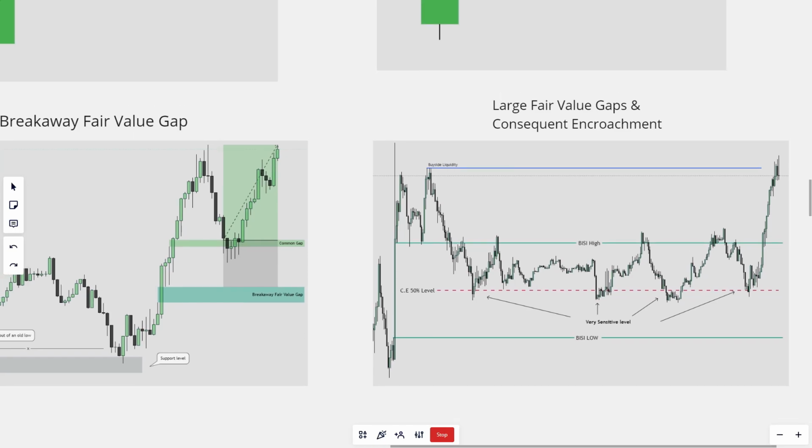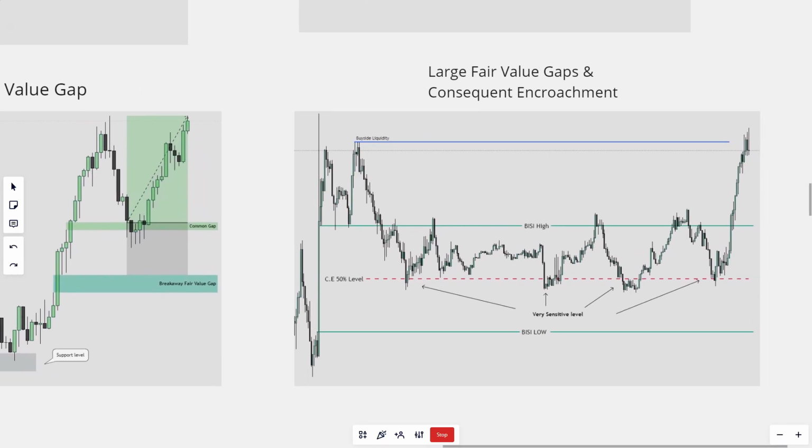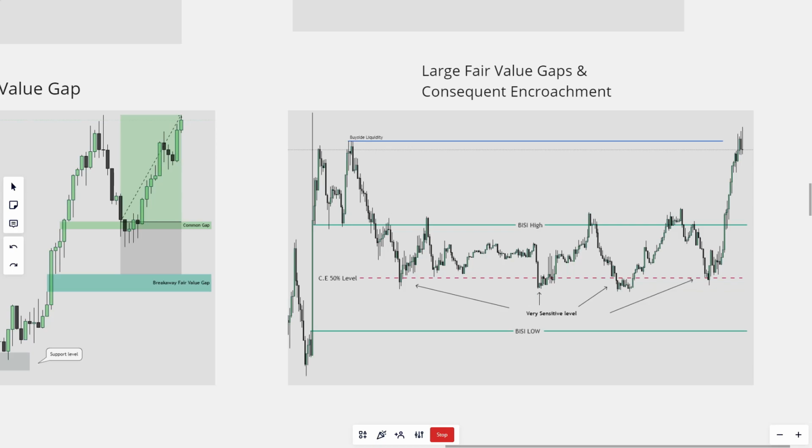So from this common gap right here to this BISI, what's the biggest difference? Obviously the size. This BISI is a lot bigger. So when dealing with these bigger fair value gaps, you want to put a Fibonacci from this low to this high, or this high to this low, and mark the 50% level. Typically price will come back into that 50% level and show support there. So this 50% level is a major support level in price action.